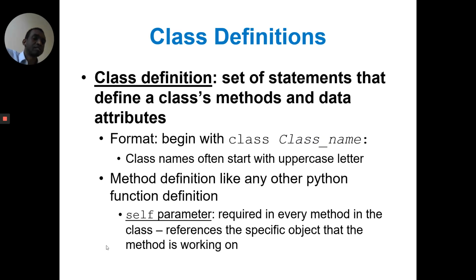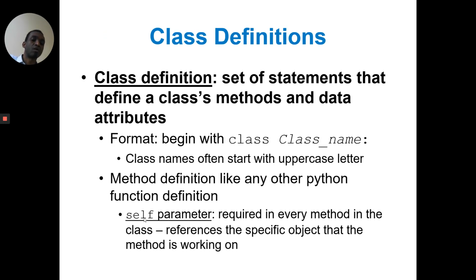A class definition is a set of statements that define a class's methods and data attributes. The format is to begin with class and then the class name. Class names often start with an uppercase letter. Method definitions are like any other Python function definition. The self parameter is required in every method in the class. It references the specific object that the method is working on.